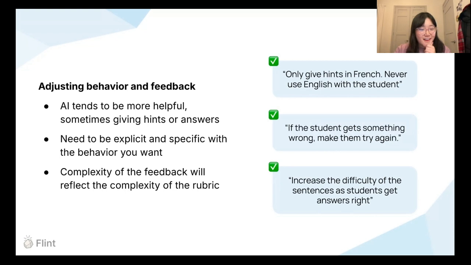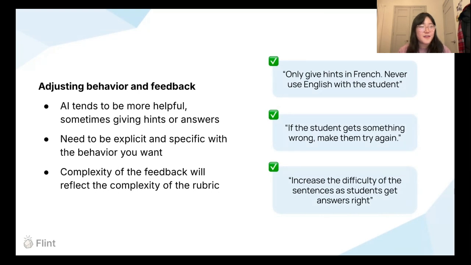Or something that you can also say is increase the difficulty of sentences as students get answers right. And I think that's one of the exciting things about AI, that it can respond dynamically over the course of the conversation. So you can make it get harder as they're doing well, or make it easier if they're struggling. And students can also advocate for themselves in the session, and that's something we can train them on.